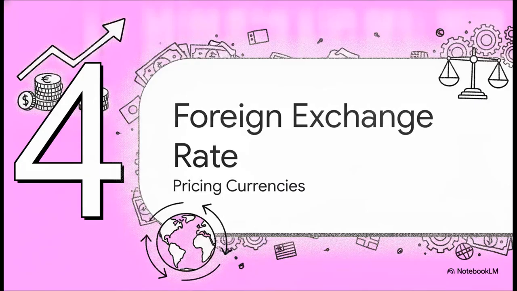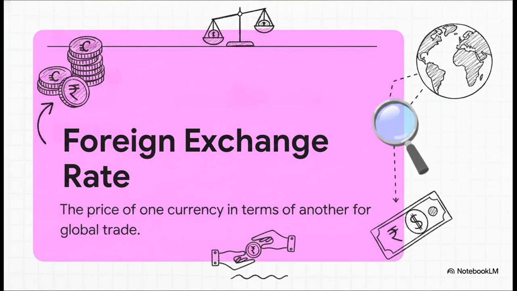That brings us to Section 4, the foreign exchange rate. We know what's being traded and how we record it, but how do we actually price the money used for those trades? Since there isn't some magical, universal, global currency, we have to rely on the foreign exchange rate, which is really just the price of one currency in terms of another.